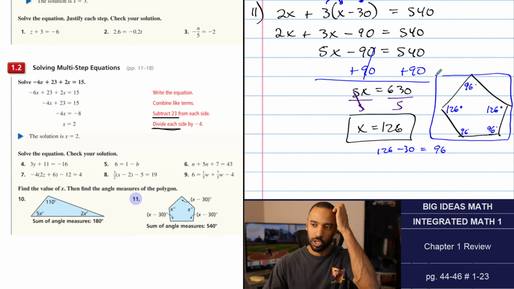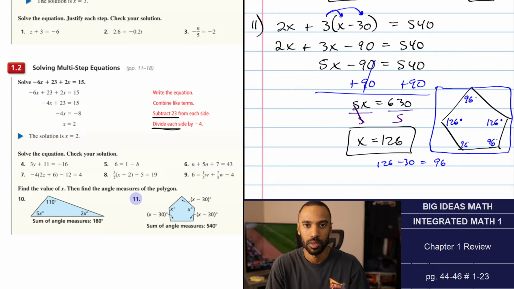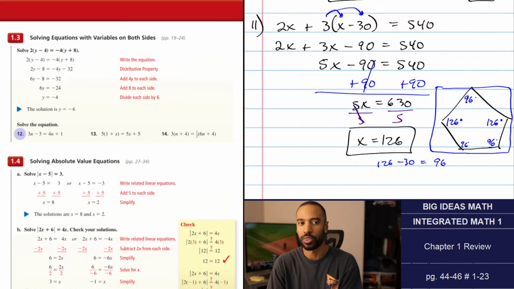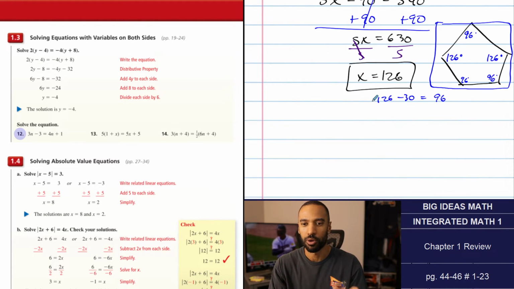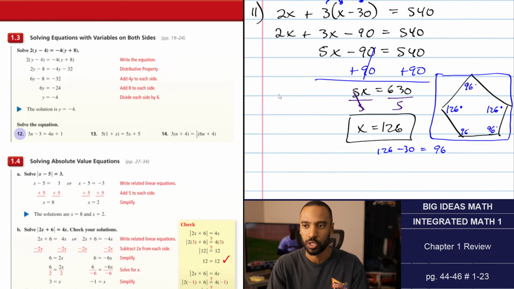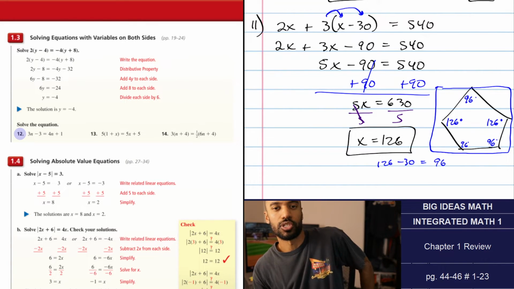Please make sure you're leaving the degree symbols anytime that they are asking for measures of angles. Okay, all right, let's move forward to section 1.3, solving equations with variables on both sides. Now, 1.1, 1.2, and 1.3, I think, are complete build-offs of one another, which means you're graduating from one to the next. This is the next step forward in solving algebraically.